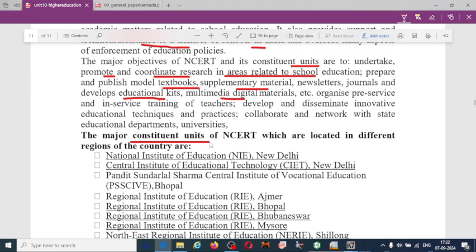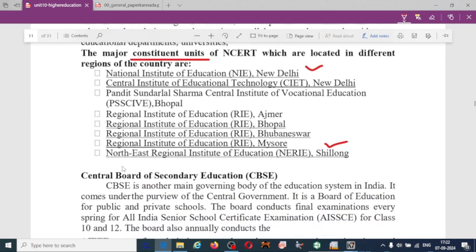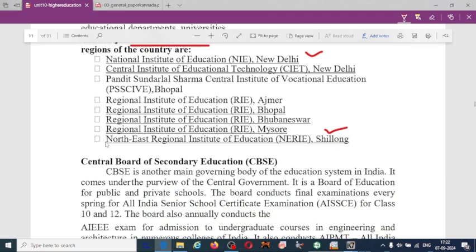Major constituent units of NCERT: National Institute of Education NIE, CIET, RIE at different places, Regional Institute of Education, and NERI at Shillong. So these all are the constituent units of NCERT. You should remember all these points.